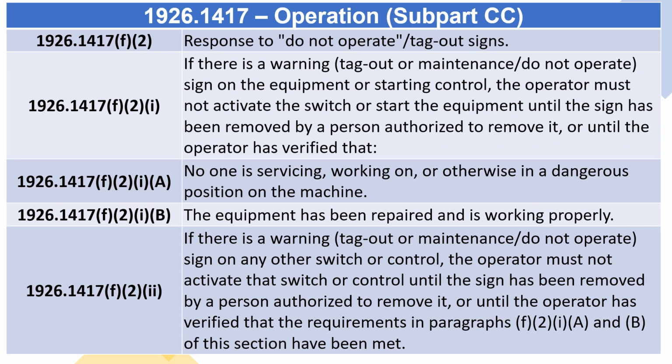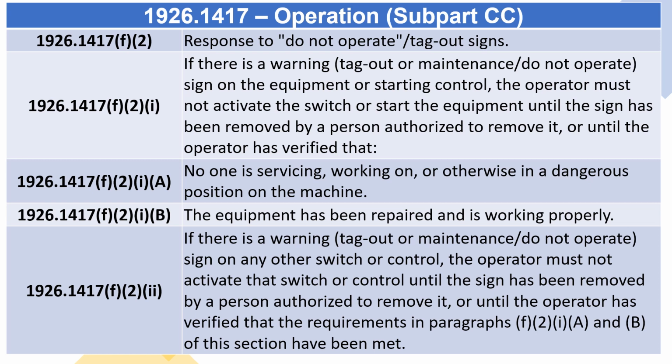1926.1417(f)(2), Response to do not operate/tag out signs. 1926.1417(f)(2)(i): If there is a warning, tag out or maintenance/do not operate sign on the equipment or starting control, the operator must not activate the switch or start the equipment until the sign has been removed by a person authorized to remove it, or until the operator has verified that, (A) and (B): No one is servicing, working on, or otherwise in a dangerous position on the machine. The equipment has been repaired and is working properly.